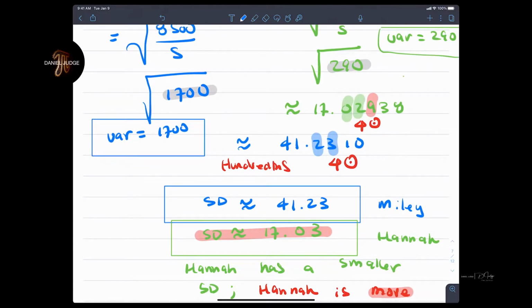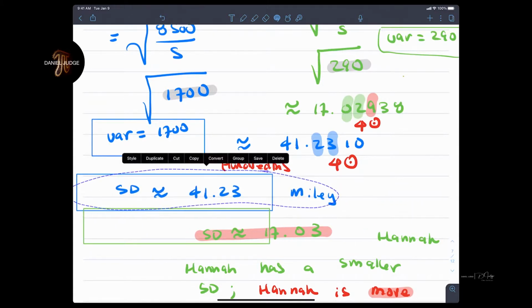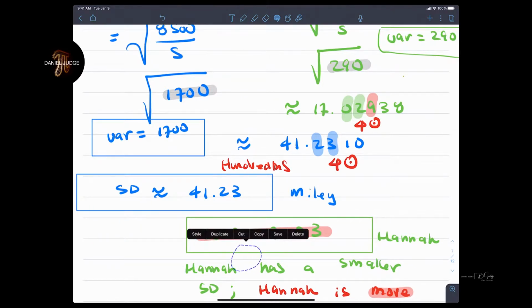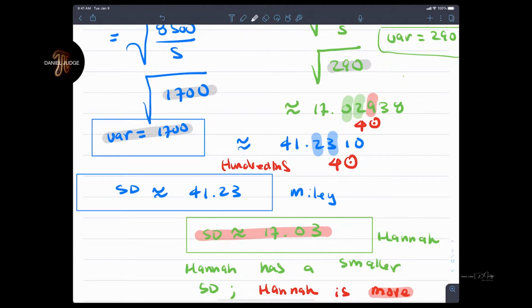So let me actually move this here for us. Okay, so you guys can see. It's right over here. Let's move this. This was from Miley, and then this portion down here was for Hannah. Okay, so let's remember those things. So we verified today that the variance was 1,700, standard deviation was 41.23 by the shortcut formula.